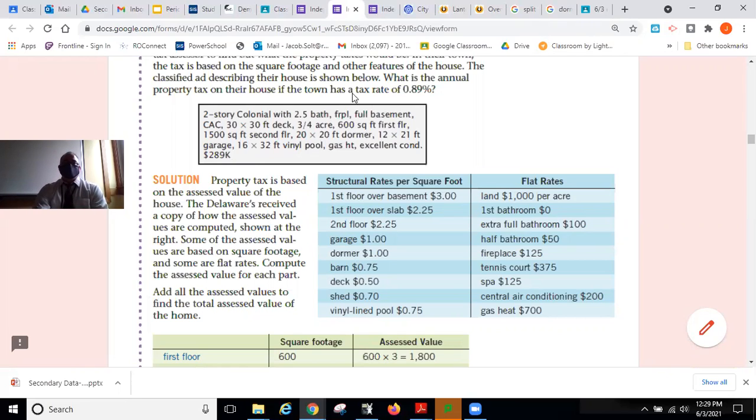Okay. What's the problem here? What are we trying to answer? We're trying to answer this question. What is the annual property tax on their house if the town has a tax rate of 0.89% or will later become 89% by magic? I don't know. Okay, here's the solution.